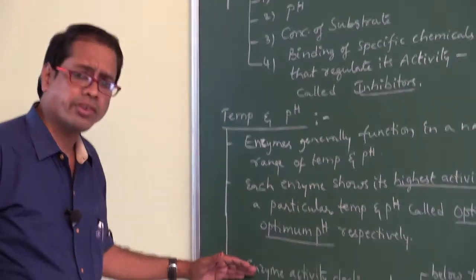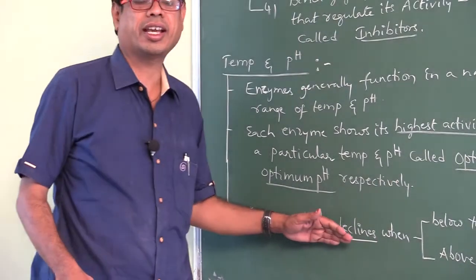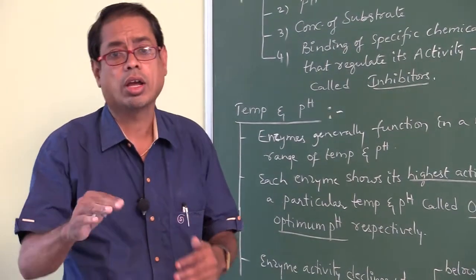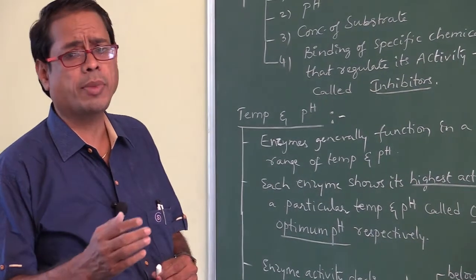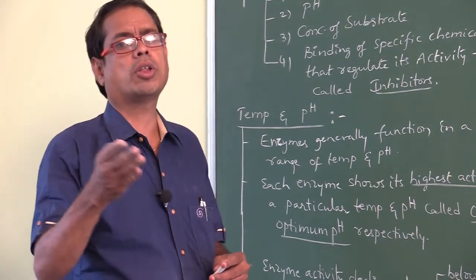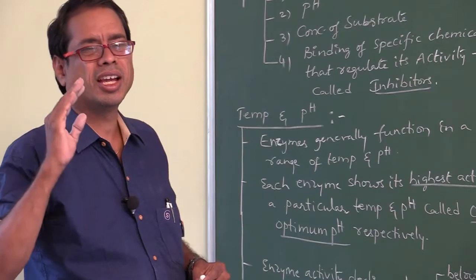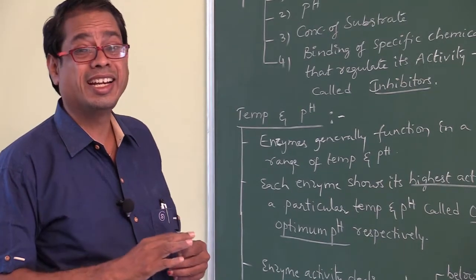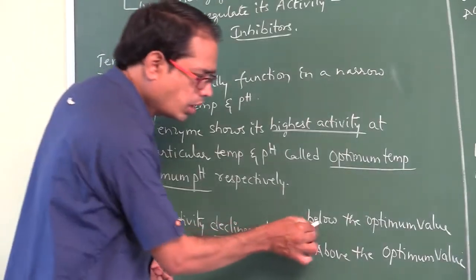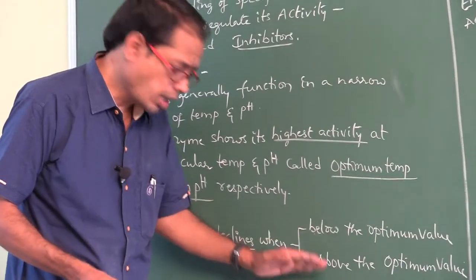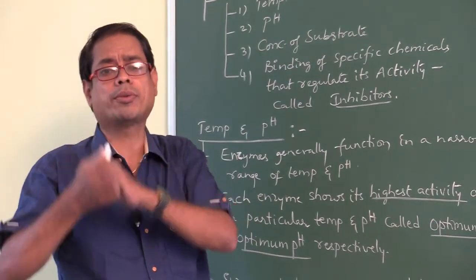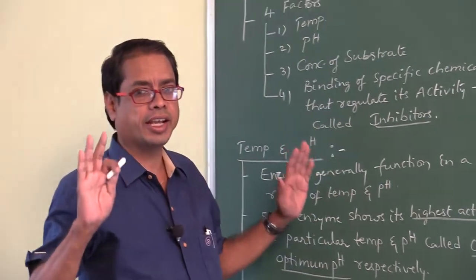Enzyme activity declines. Declines means decreases. When does the enzyme activity decline? When the value is below the optimum value or above the optimum value. That is, below and above the optimum values, enzyme activity is decreased.